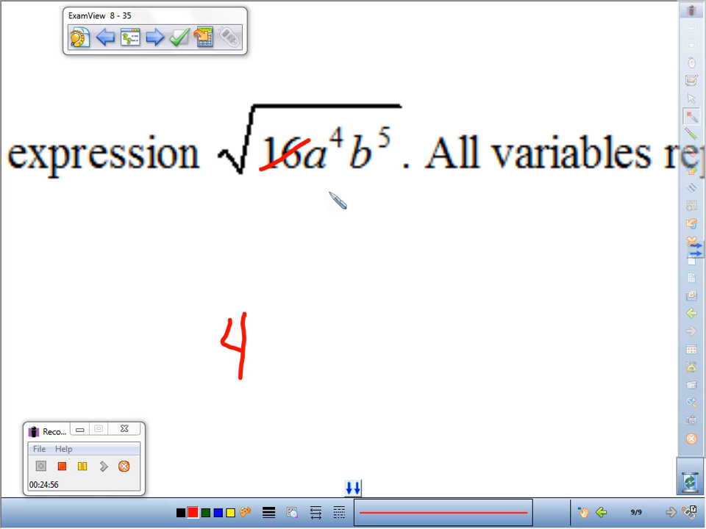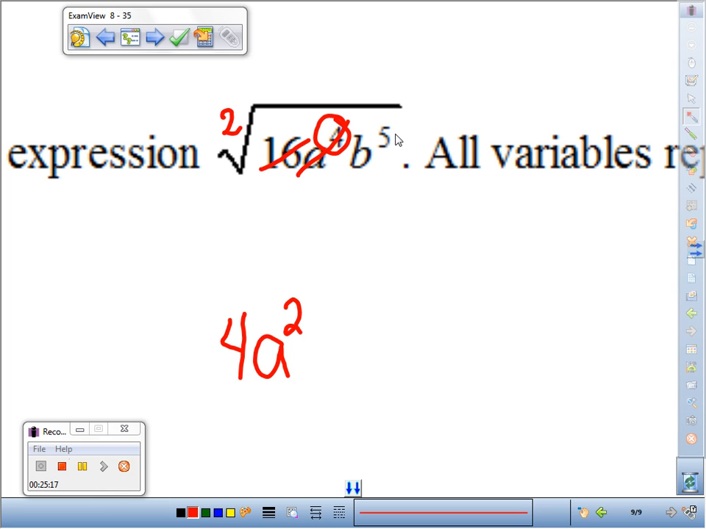Next, for the variables, as soon as we get to the variables, look up, I want you to write the index. Write the index so that you remember that you need to divide these, yes? So what is 4 divided by 2? 2, this is a to the second, and we're done with this one.